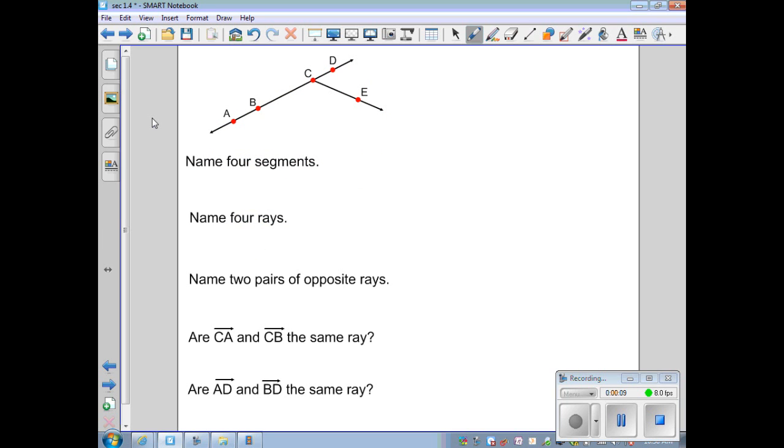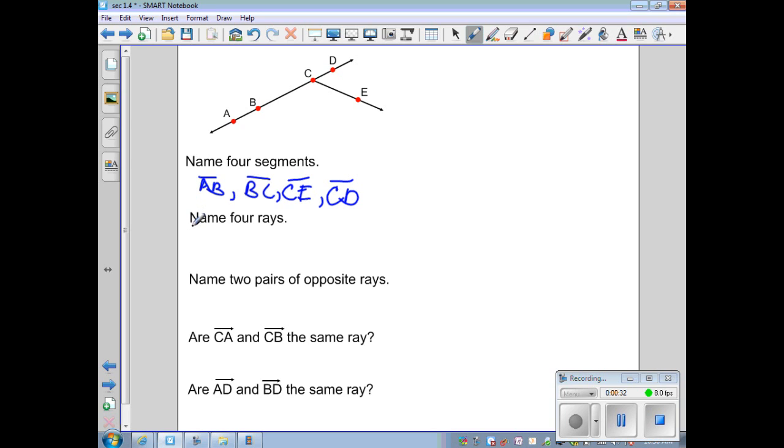Let's answer some questions based on the previous definitions. We have a diagram, and they want us to name four segments. Let's start out with segment AB, BC, CE, and CD.